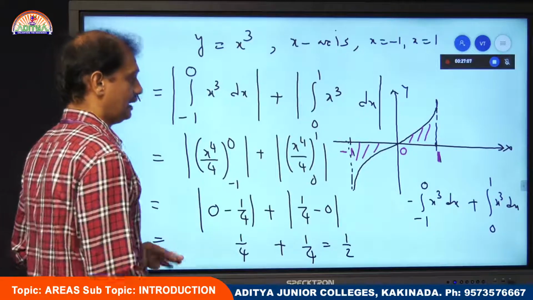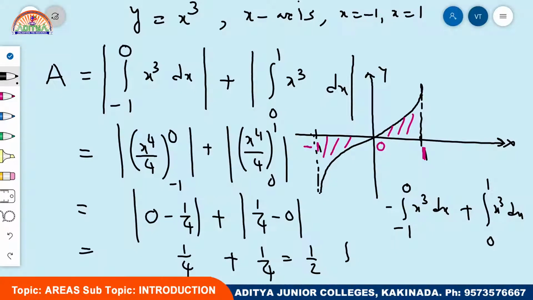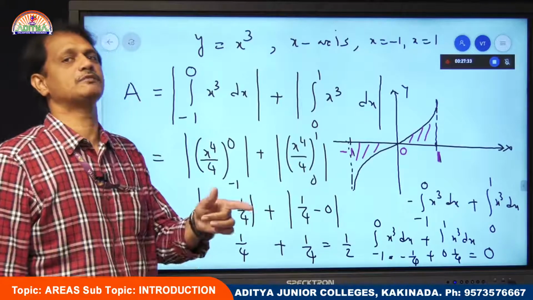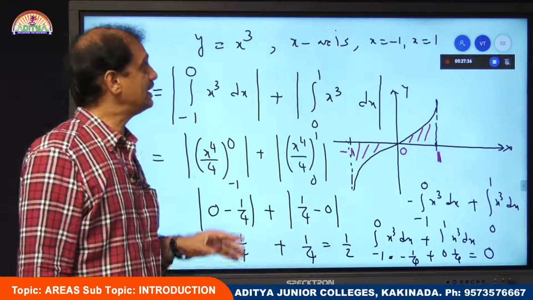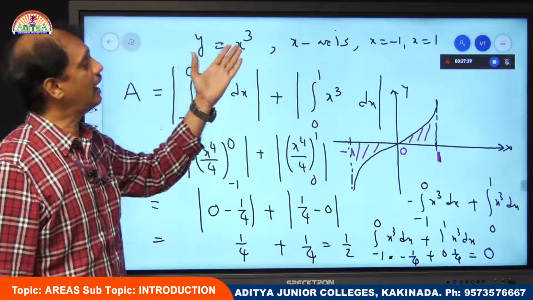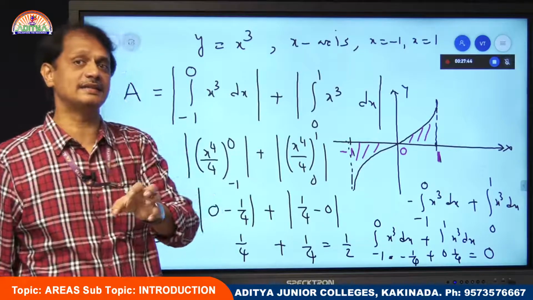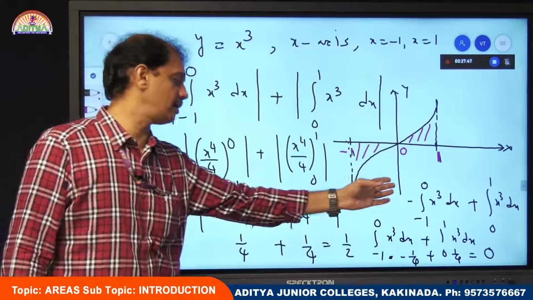Suppose anybody calculated this without the sign. Suppose they are calculating integral minus 1 to 0 x cube dx plus integral 0 to 1 x cube dx, then what are you going to get? Here it is minus 1 by 4 and this is plus 1 by 4. What will the total value be? 0. That means the definite integral value of x cube over minus 1 to 1 is 0. Whereas for the area of the region y equal to x cube and the x-axis with limits x equal to minus 1 to x equal to 1, you are going to get the answer as 1 by 2.